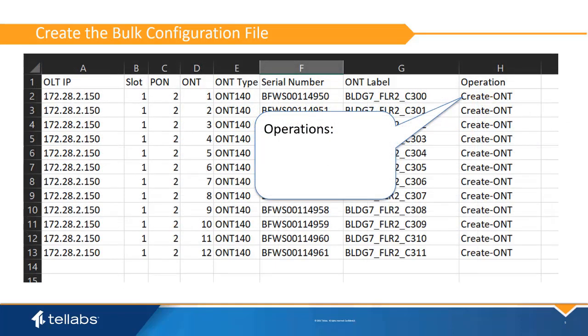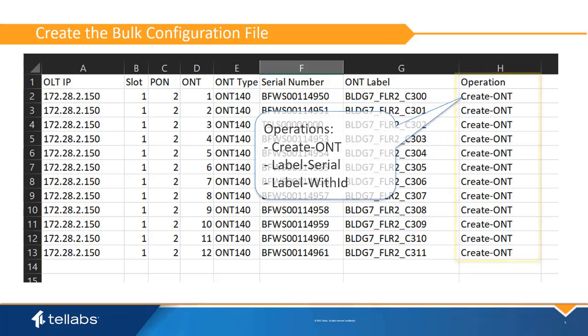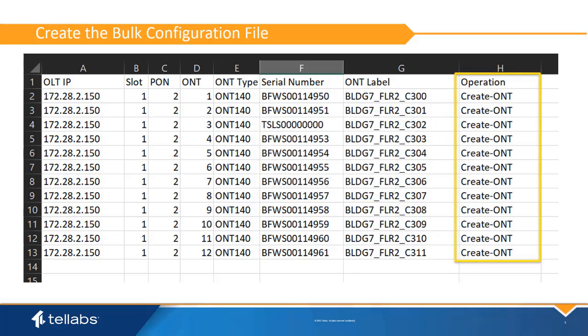The operation can be either create ONT, label serial, and label with ID. When create ONT is in this column, a new ONT will be created using the specified location, type, serial number, and label. Note that the ONT type must be the same as the type string provided in the EMS dropdown when adding an ONT manually.